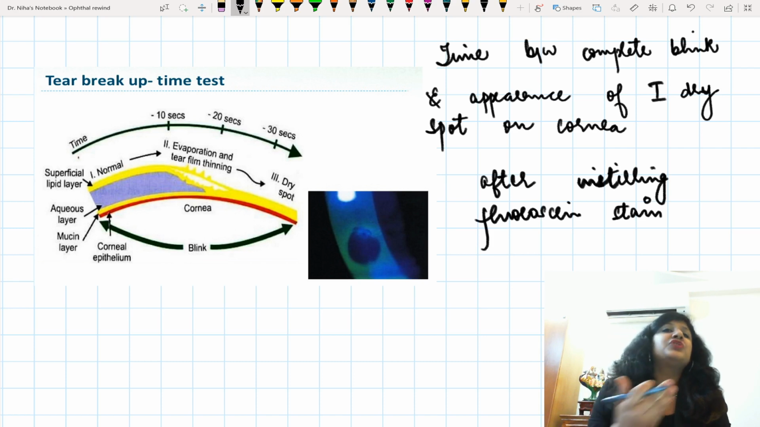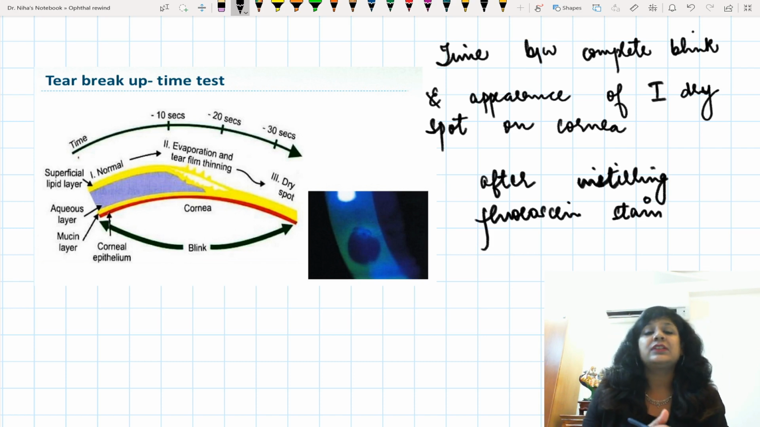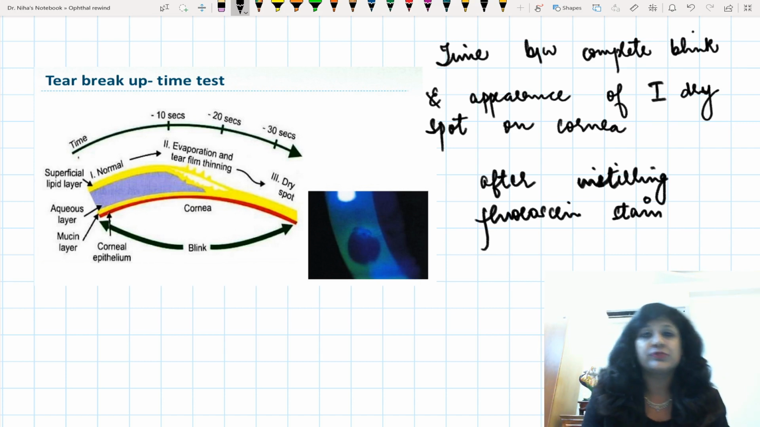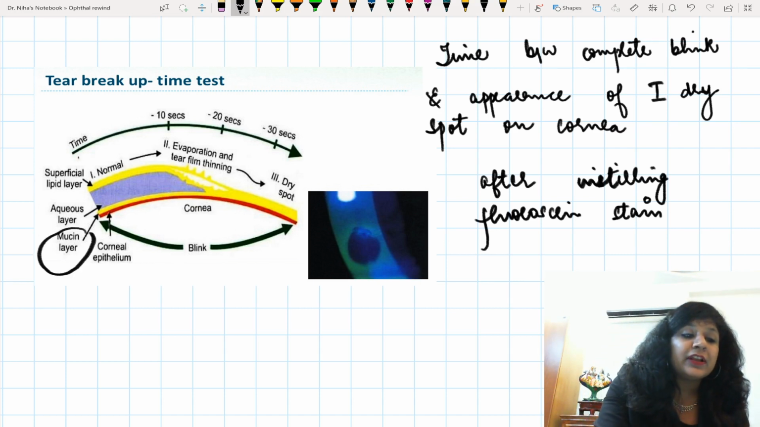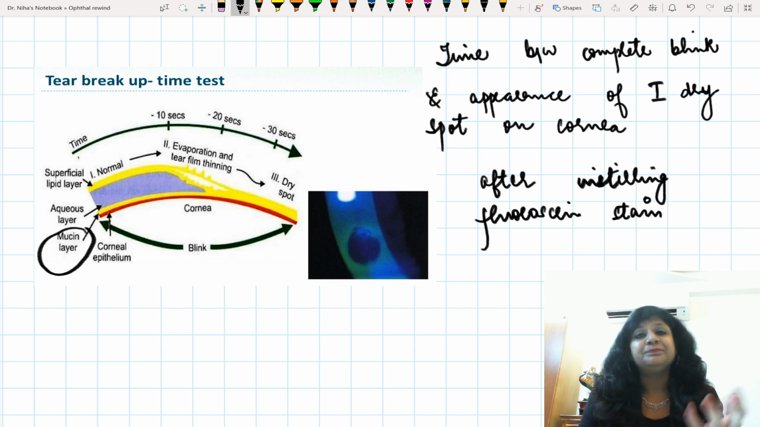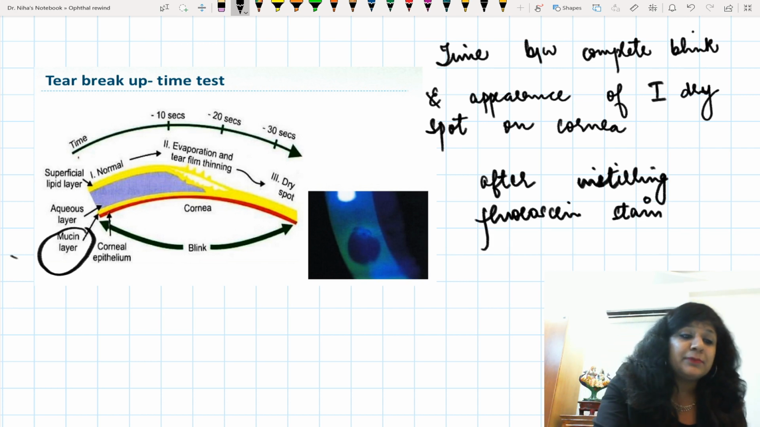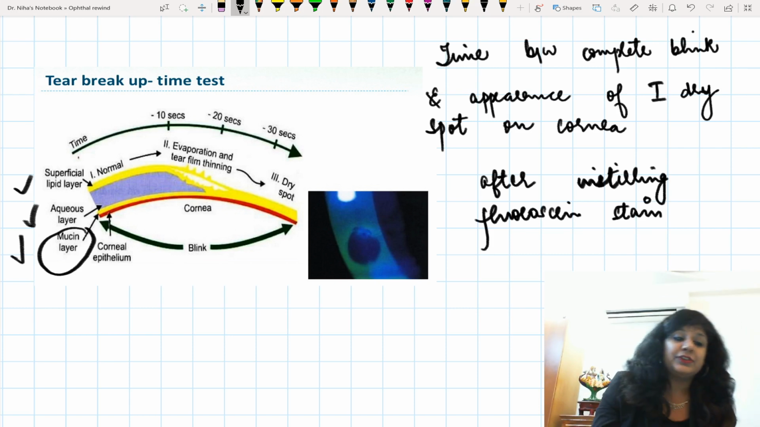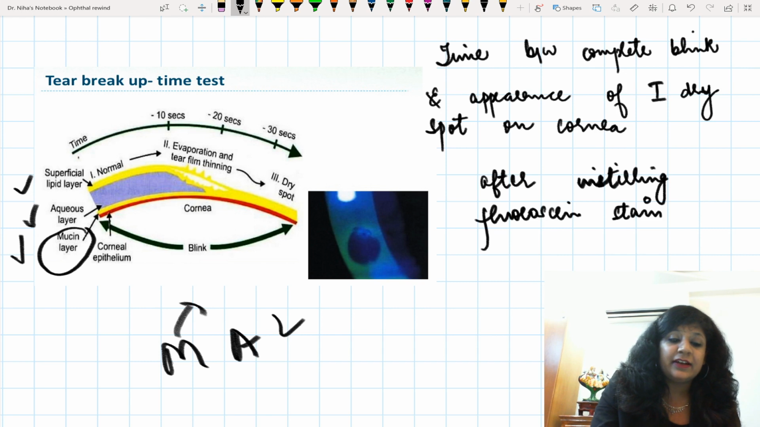Now why do we get this spot? This spot is there because slowly and gradually the mucin component is being lost. Basically, you know that we have three components in our tear film. It is the mucin layer, then the aqueous layer, and then the lipid layer. You can remember it as MAL: mucin layer, aqueous layer, and lipid layer.